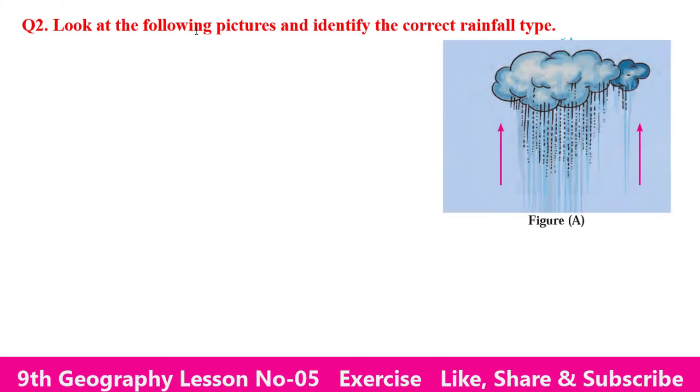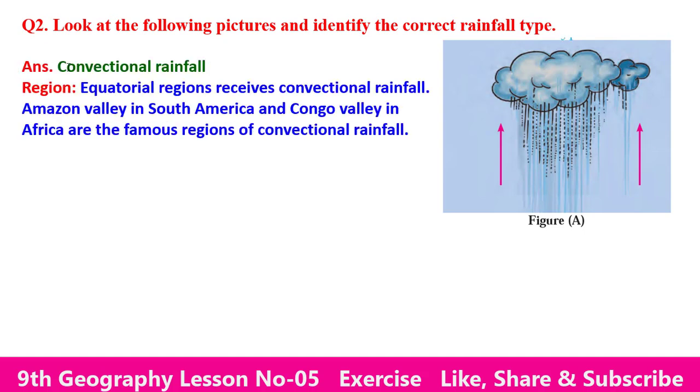Question number 2. Look at the following pictures and identify the correct rainfall type. And the answer is convectional rainfall. Reason: equatorial regions receive convectional rainfall. Amazon Valley in South America and Congo Valley in Africa are the famous regions of convectional rainfalls.